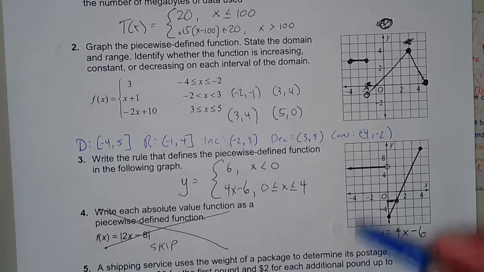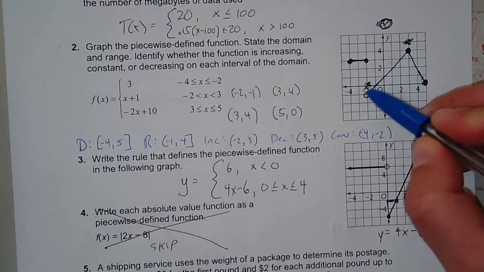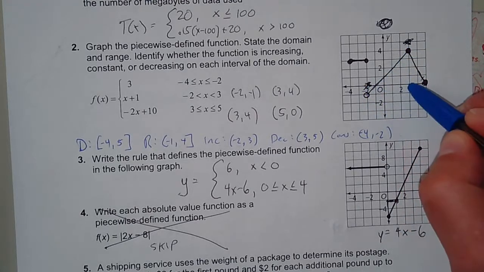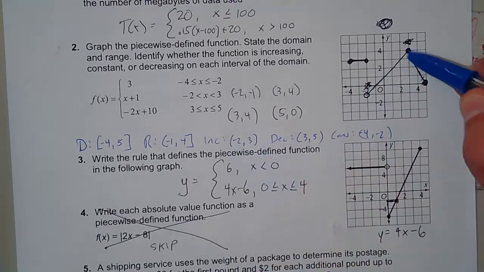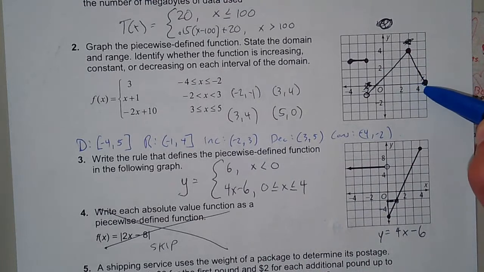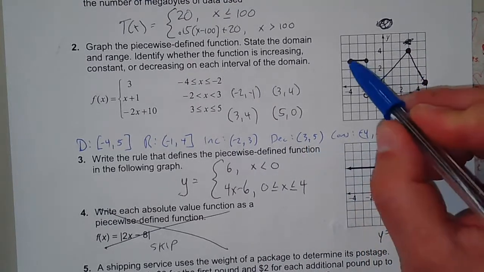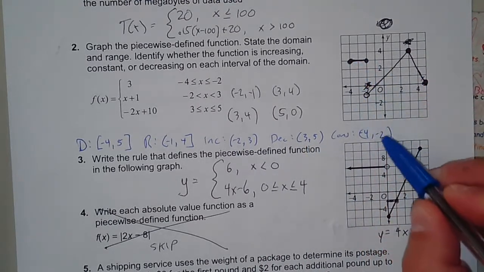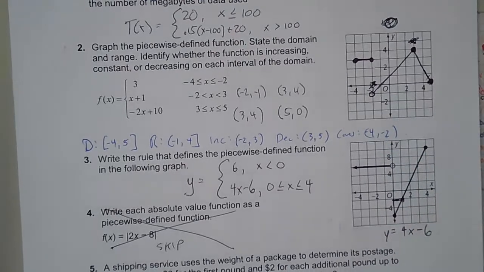And then if you look at it, this graph is increasing only right here. So that's from -2 to 3. It's decreasing only right here. So that's from 3 to 5. And it's constant only right here. So from -4 to -2. And so that's where all those pieces come from there.